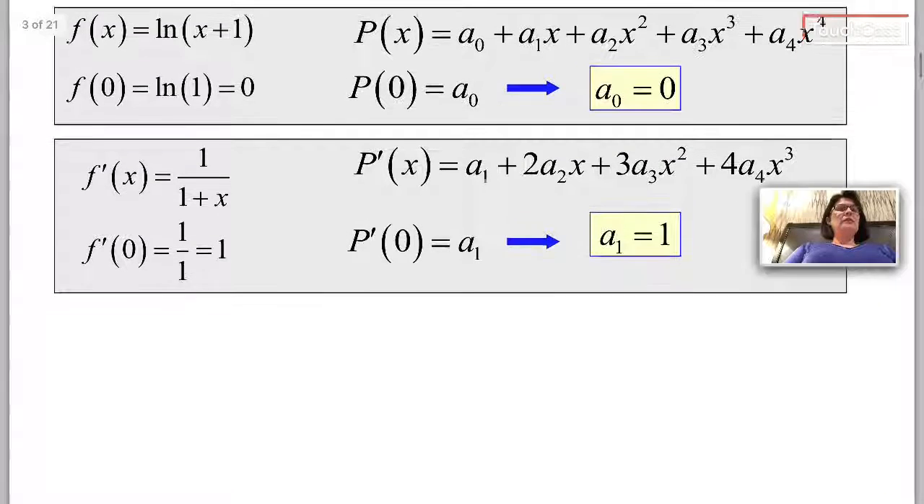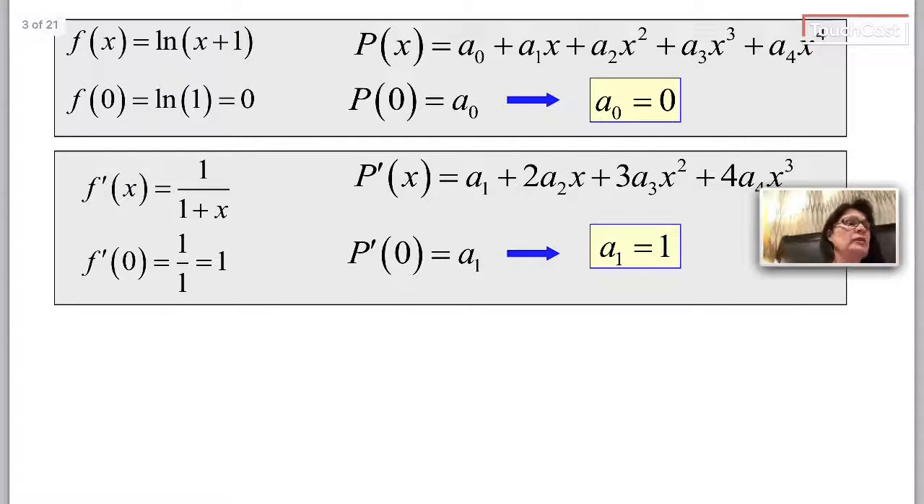I'm going to keep this process going, but it's going to involve taking the derivative of the natural log of x plus 1 function several times. But you can walk through here. You can use this to check your work. Remember, this example is also in your textbook.